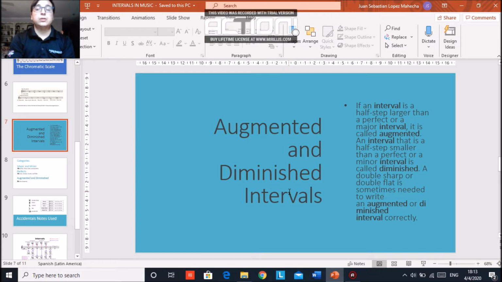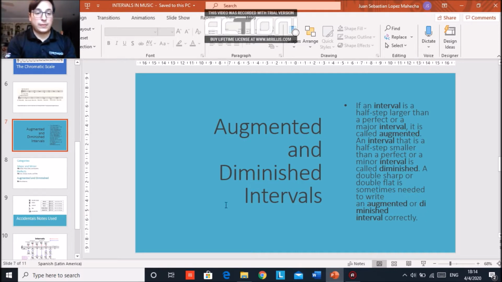So first of all, let's start with the definition. If an interval is a half a step larger than a perfect or a major interval, it's called augmented. An interval that is a half a step smaller than a perfect or a minor interval is called diminished. A double sharp or double flat is sometimes needed to write an augmented or diminished interval correctly.